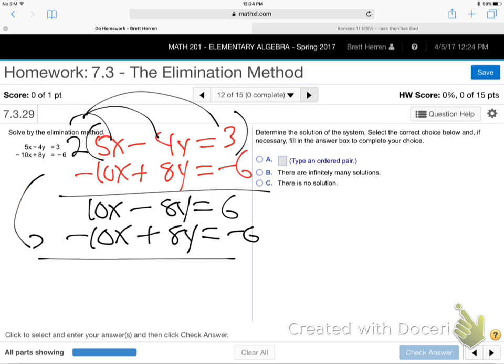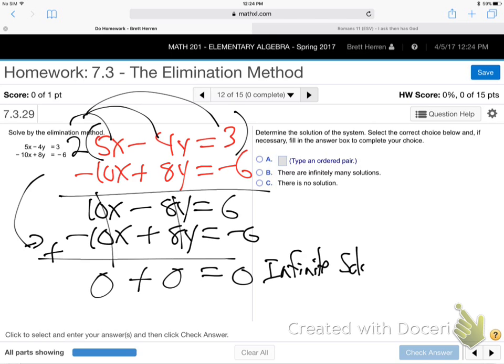So I'm going to add them up now. I made the x's opposite, so that's 0. I made that happen, and lo and behold, so did the y's. I didn't even try to make the y's cancel. They canceled, and so did the other numbers. 0 plus 0 equals 0. That means infinite solutions. The answer is B.